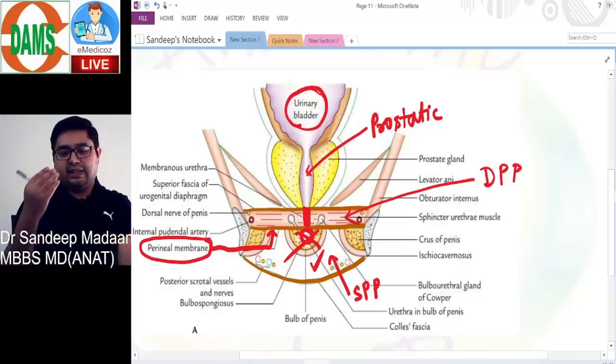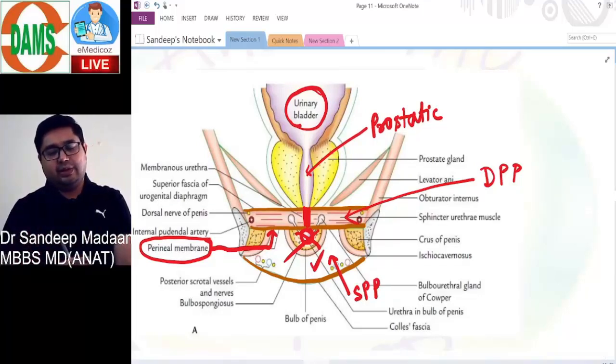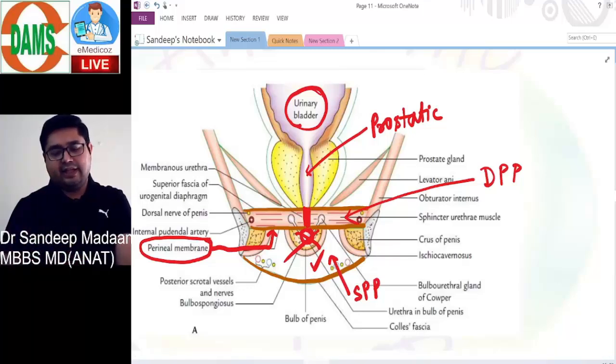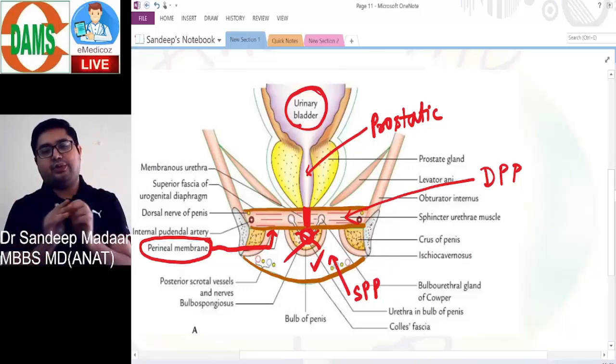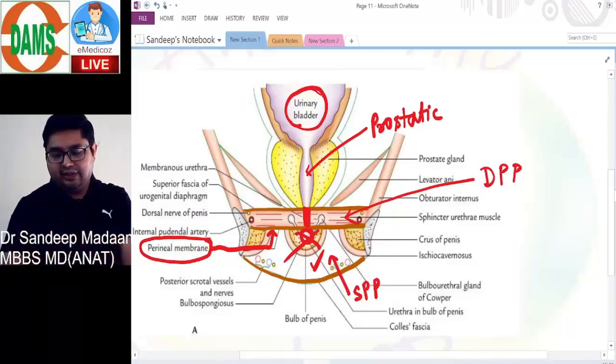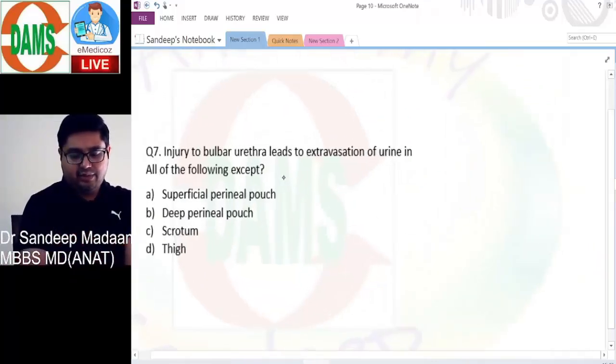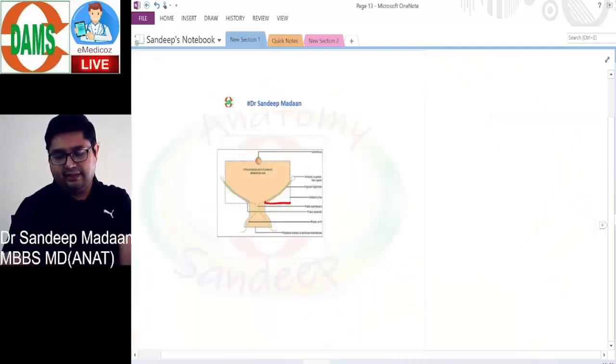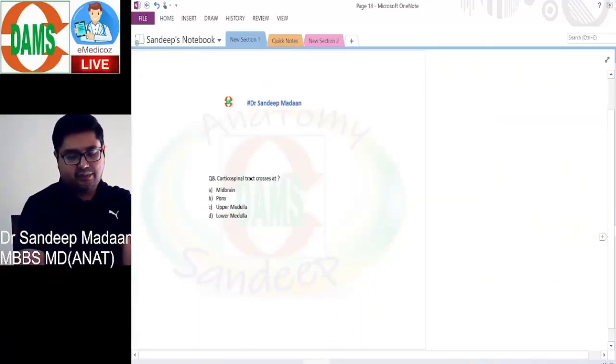There will be collection into the scrotum, anterior abdominal wall, yes. And it can go to the upper part of the thigh as well, above the Holden's line. But can it go to the deep perineal pouch? No, because the deep perineal pouch is closed in all parts, right? So that is why the answer to this question will be that the extravasation won't be seen in the deep perineal pouch. Is that clear, right? Let us proceed and see the next question.